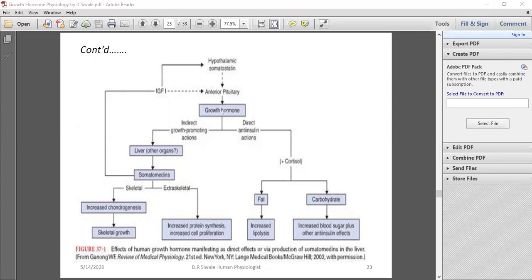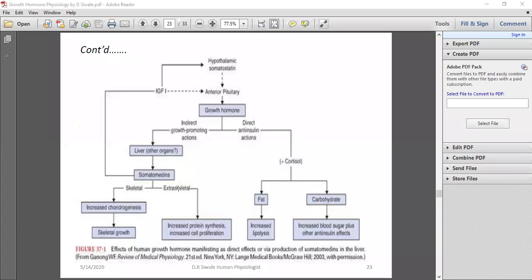So this diagram is very good. It's outlining everything. So the indirect effect binds the liver, which secretes somatomedins. Somatomedins have effects on the skeleton and also on extraskeletal tissues. On the skeleton, it increases chondrogenesis and the bone starts to grow. But too much of it leads to conditions like gigantism. Too much growth hormone. Okay.